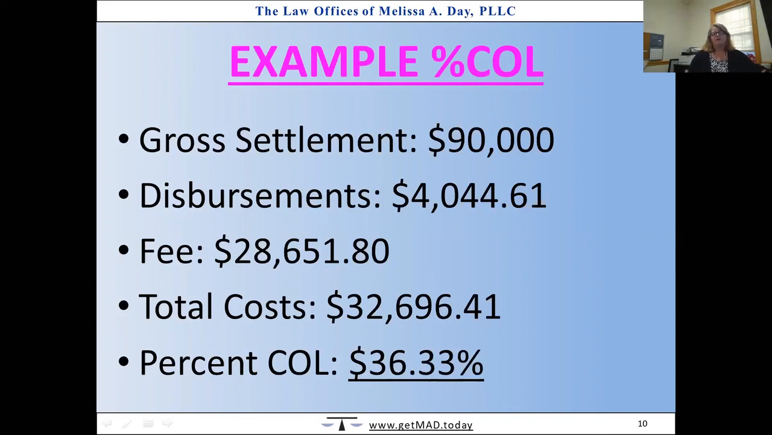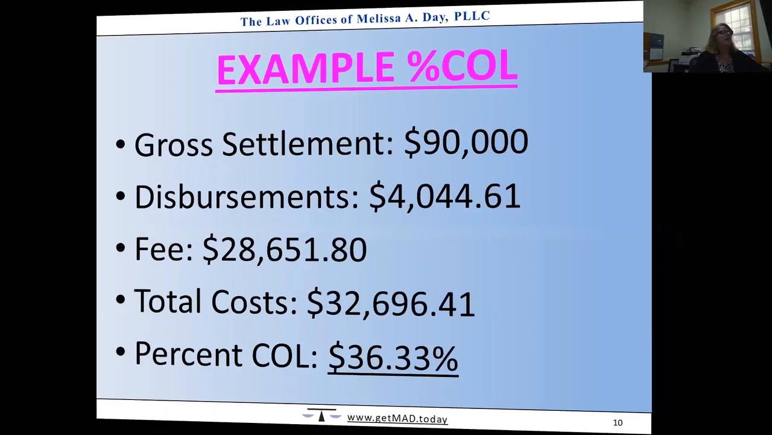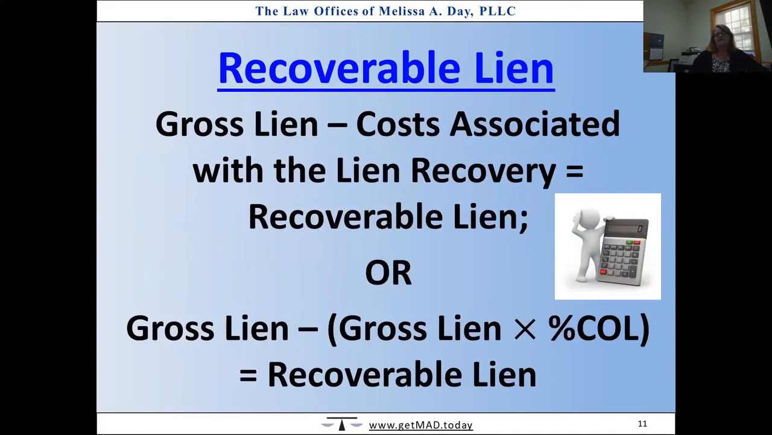This can be different depending on the type of action. Medical malpractice actions can top out at 25%. So it is important to know the fee arrangement that the plaintiff slash claimant has with his or her attorney. Okay, so now that we know the percent cost of litigation, we can calculate what the recoverable lien is.